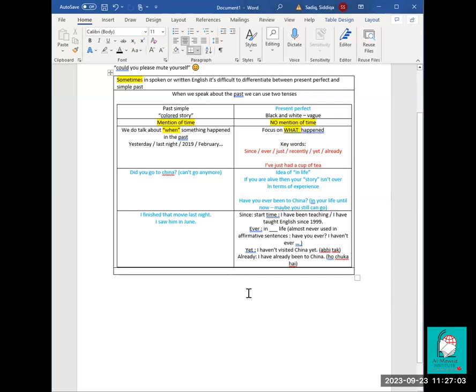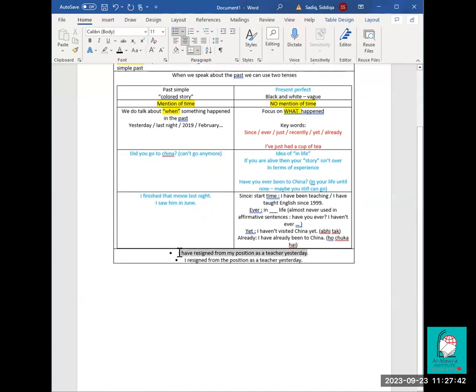Yeah, ma'am, it is clear, but I want to put two examples here. The first sentence is, I have resigned from my position as a teacher yesterday. And what's your second sentence? And the second one is, I resigned from my position as a teacher yesterday. So in this case, the first sentence will be wrong and the second one will be right. Exactly. And why is the first one wrong, Junaid?